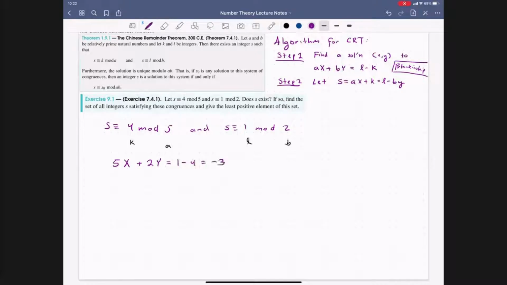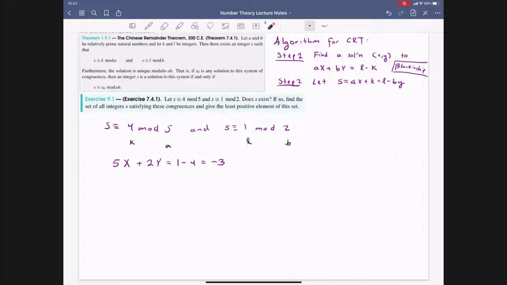So we want to find a solution to this Diophantine equation. But before we move on, I just realized I skipped ahead. The exercise is asking us, does s exist? In this case, it does, because we're looking at 5 and 2. These are relatively prime, so the Chinese remainder theorem applies. If we have relatively prime integers a and b, then we always have that there is an integer s that satisfies these congruences.